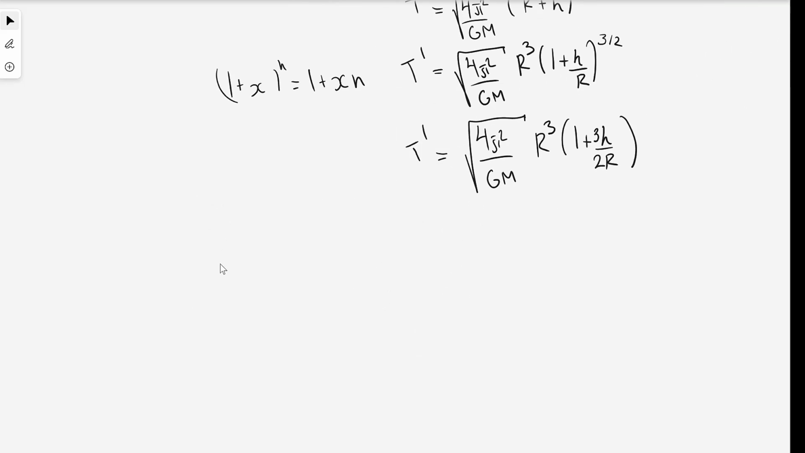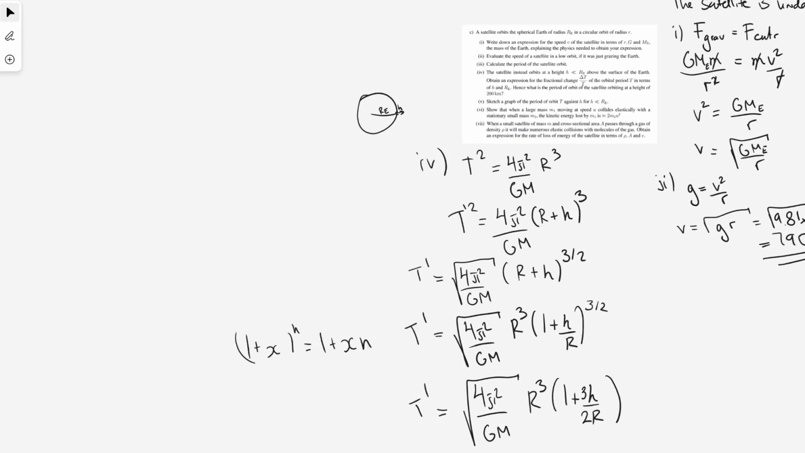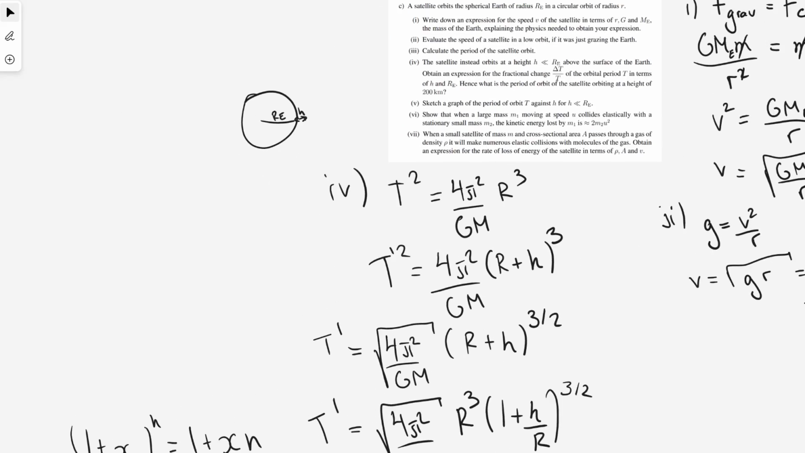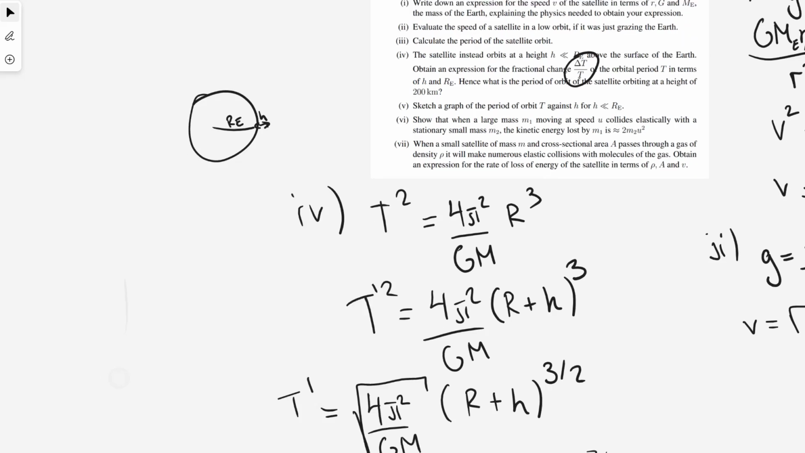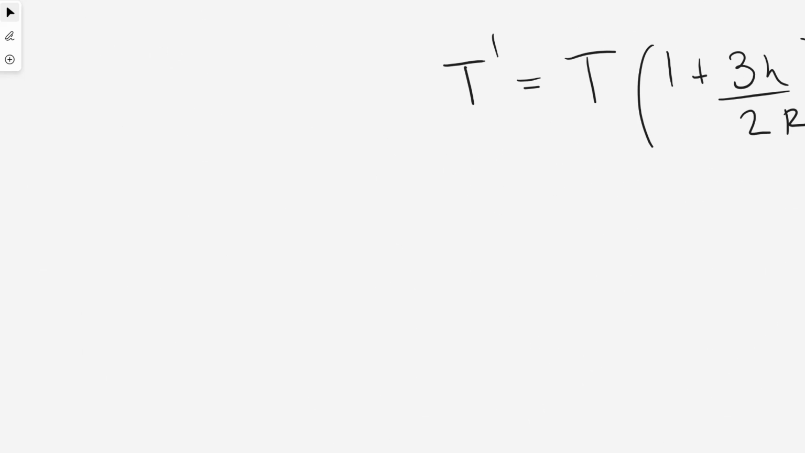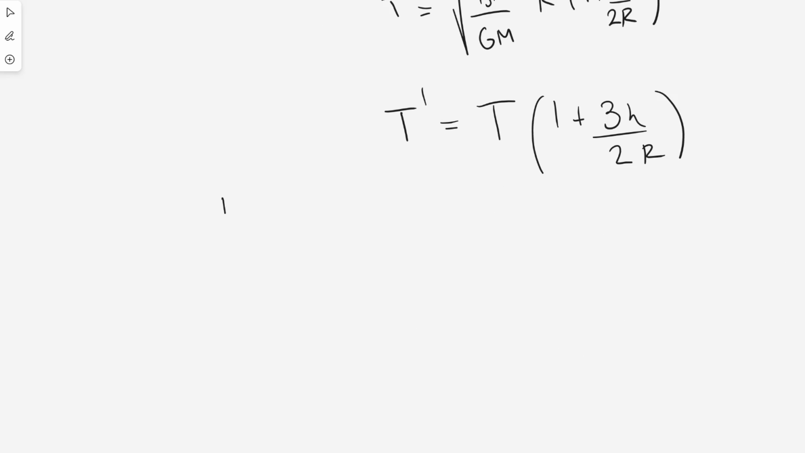So we can say that T prime is going to equal the time period multiplied by 1 plus 3h over 2r. So in this question we're actually looking for the expression for the fractional change of time period over the time period. That's the expression we're looking for. Okay, well, let's find that. We're looking for an expression of delta T over T.